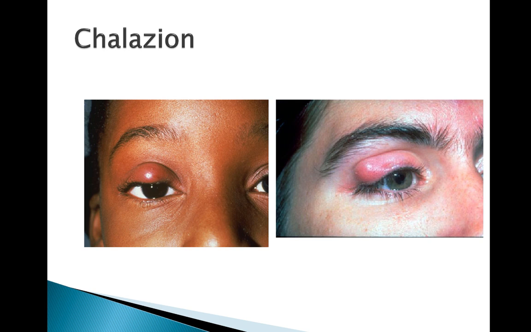So here are a couple of examples of chalazion. As you can see, when they become quite big, they can push on the cornea, and that can distort the light entering the eye, and they can cause visual acuity issues.